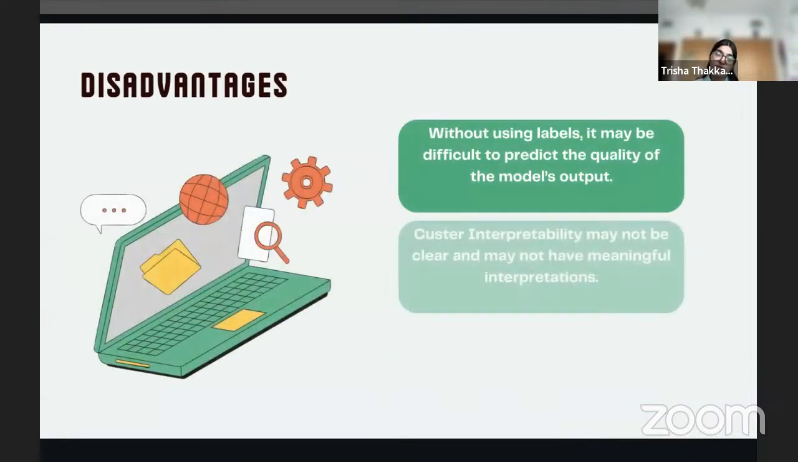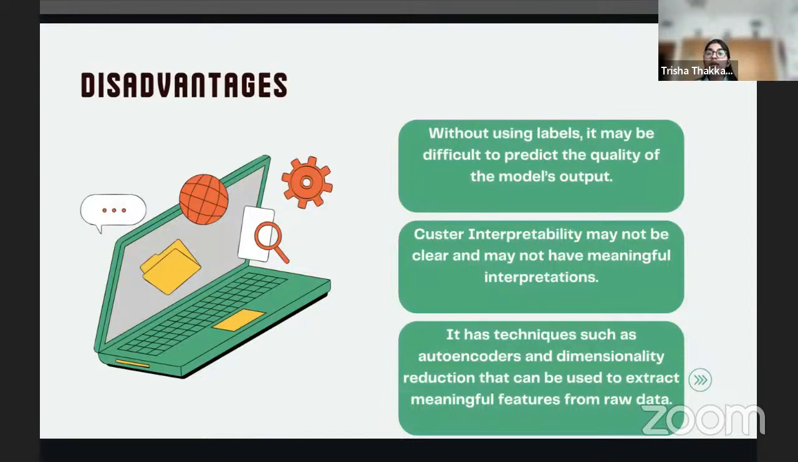This also has its own disadvantages. Without using labels, it may be difficult to predict the quality of the model's output. It could show incorrect outputs at times. Cluster interpretability may not be clear, and it may not have meaningful interpretations. It has techniques such as autoencoders, and this can be used to extract meaningful features from raw data.